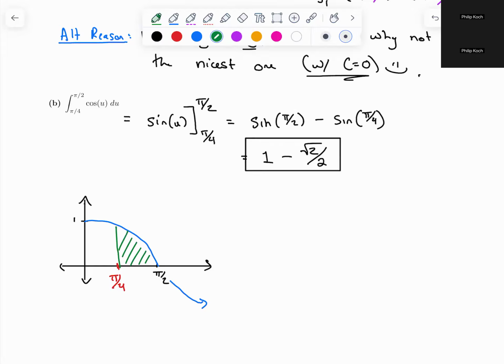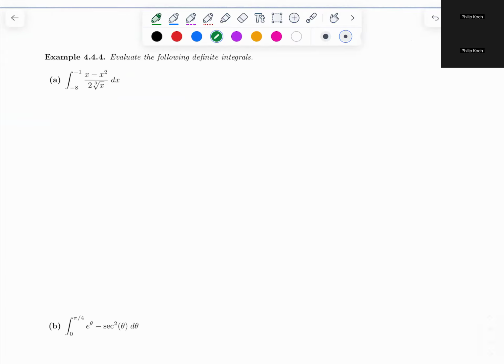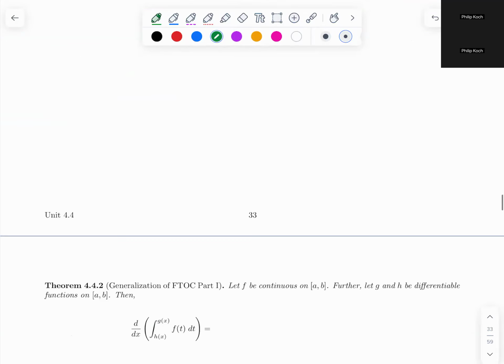All right. So it should be a positive number, and that's what it is. 1 minus square root 2 over 2 is a positive number. Not a very large number, but it's still a positive area. All right. Let's see here. I'd like you guys to work through these two yourselves.